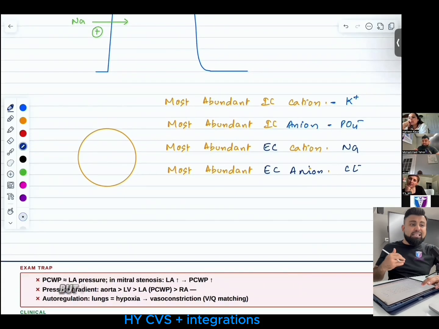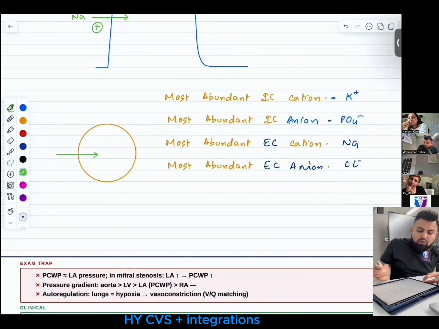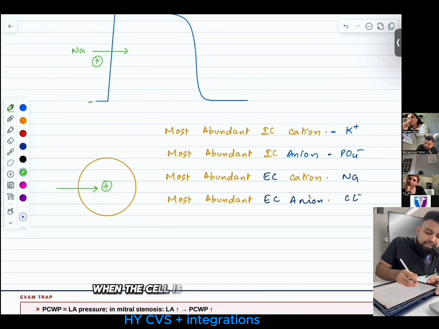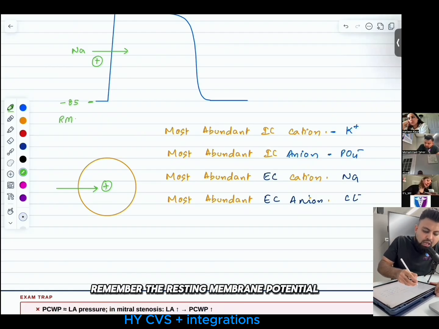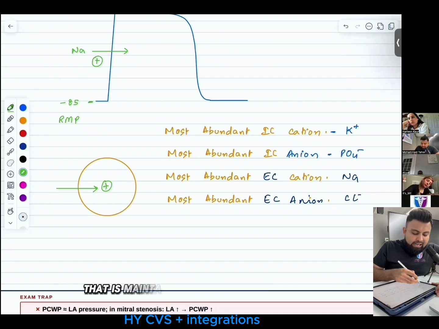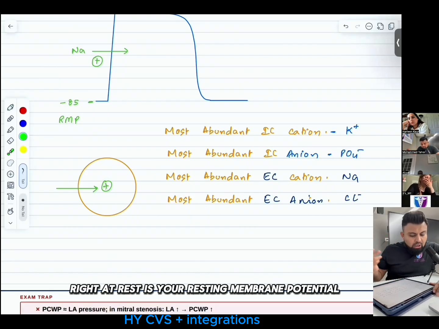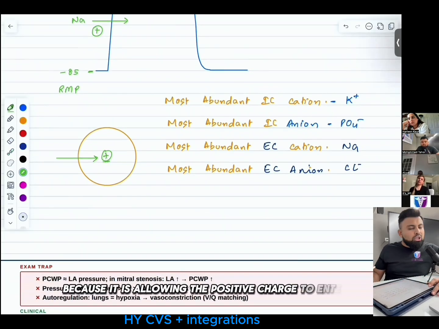We will discuss those phases, but in these phases, those ions are moving in and out. Please pay attention: the cell is at equilibrium potential, which is roughly around minus 85 millivolts. The resting membrane potential is the potential maintained across the cell at rest. Please remember, it is always negative, because it allows the positive charge to enter inside the cell.